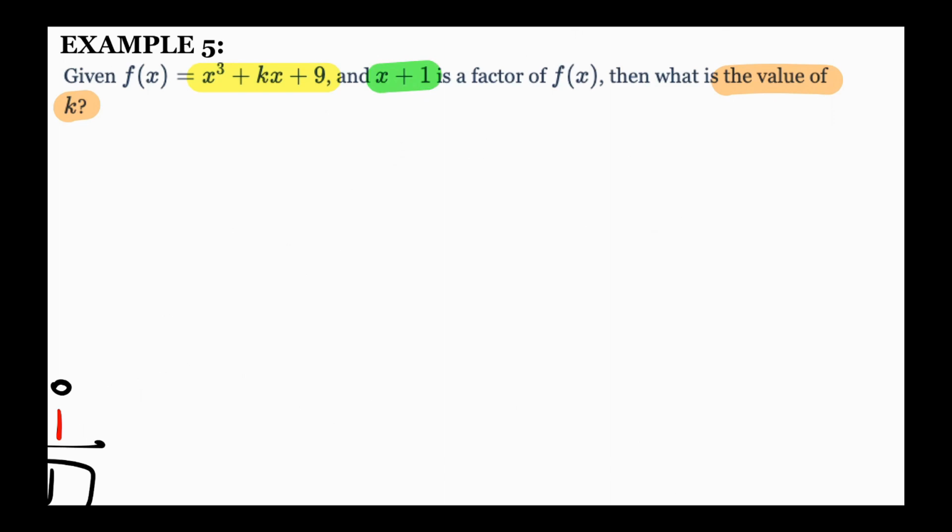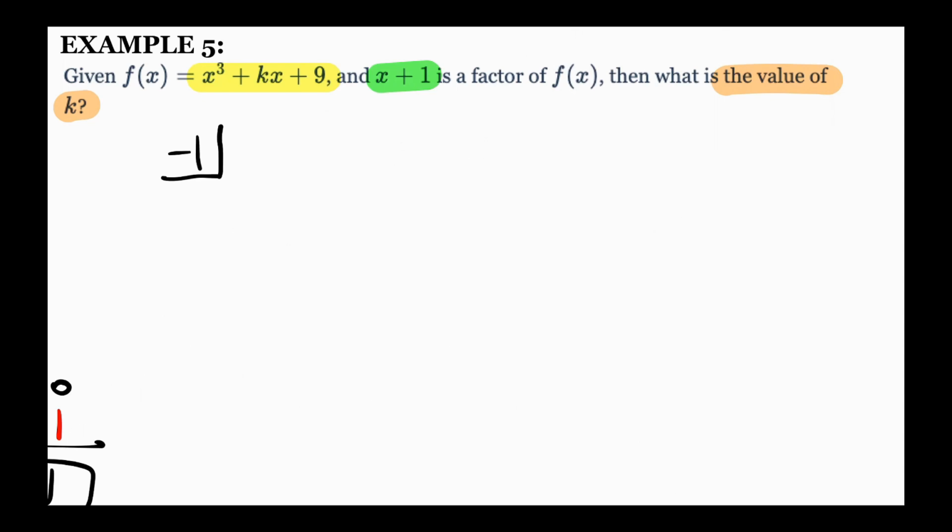It says x plus 1 is a factor. What does it mean if it's a factor? No remainder, right? So I'm going to set this up just like I was doing a regular problem. So what number goes out here? -1. Good.